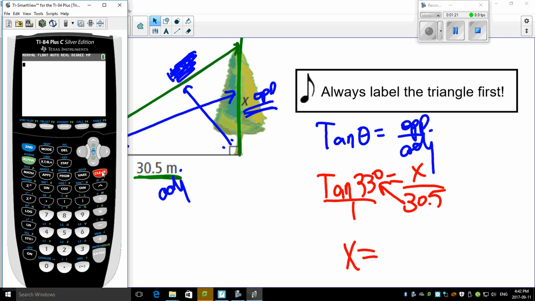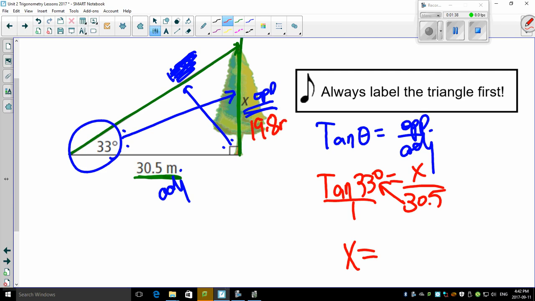Hit clear. So tan 33, don't forget to put the bracket, times 30.5, and that gives you a value of 19.8. This works out to be 19.8 meters tall, and that's how tall the tree is. A pretty darn tall tree if you ask me.